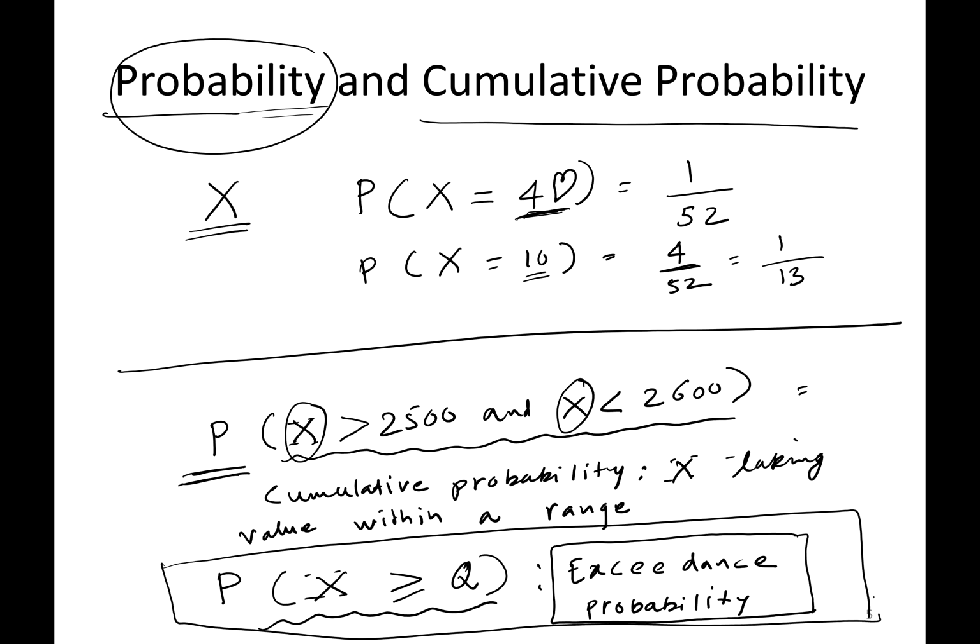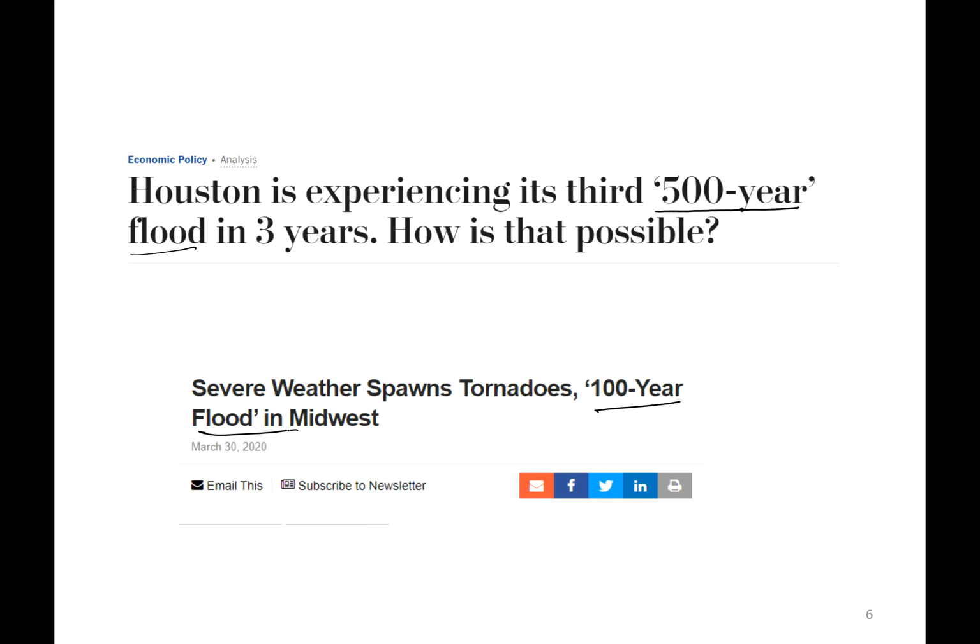Now coming to the next term that is commonly used, or the most important term. Many of you may have heard of the 500-year flood or 100-year flood, and many people think that a 100-year flood means that if that flood happens this year, it will not happen again in the next 100 years. And that is sort of incorrect if you look at this statement.